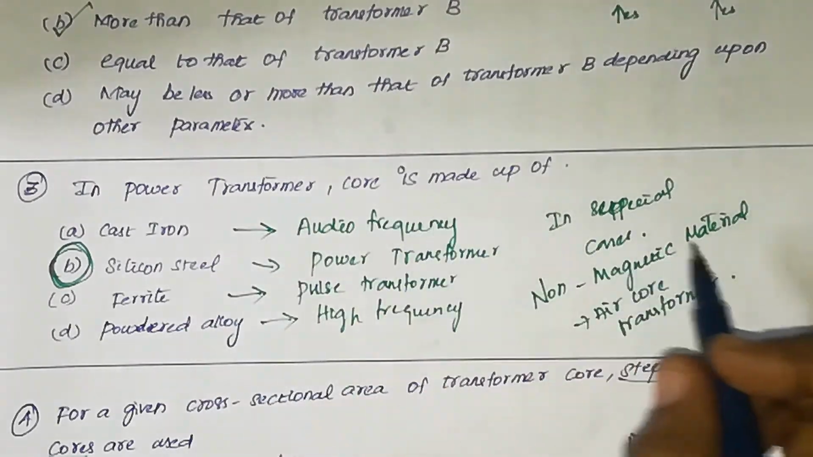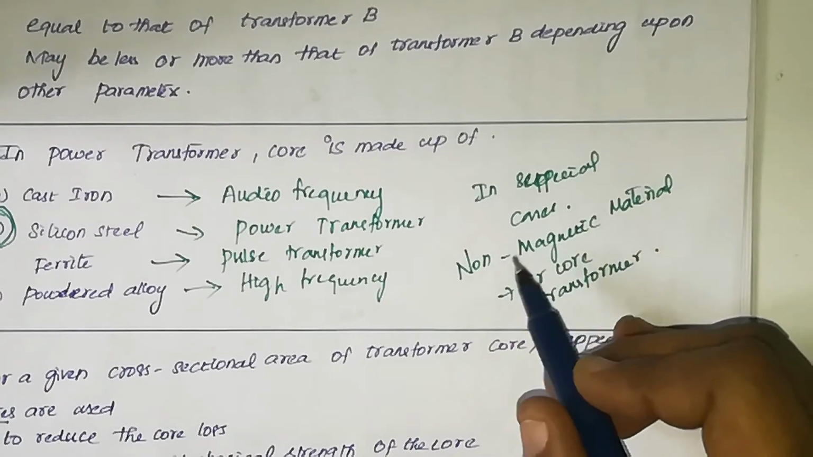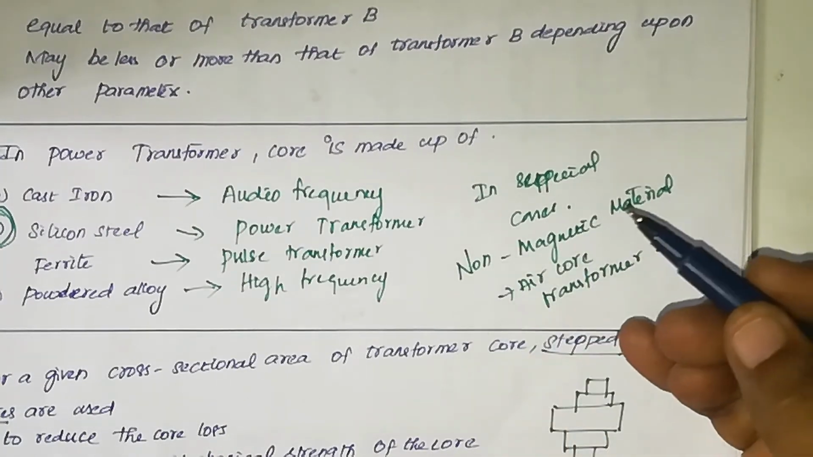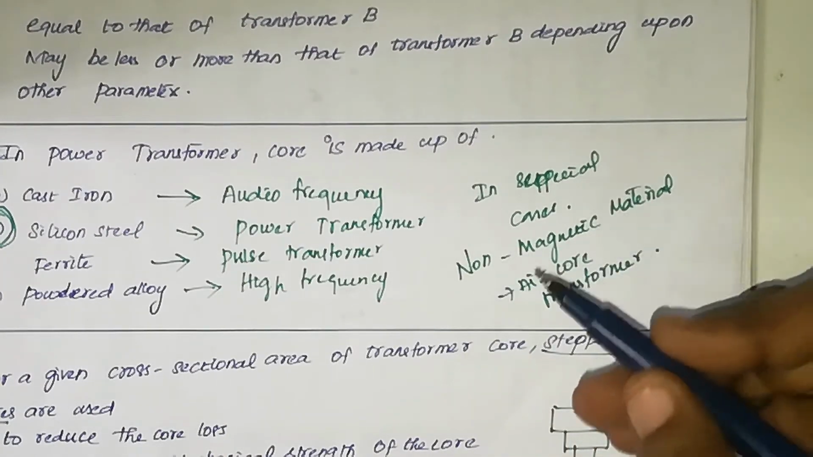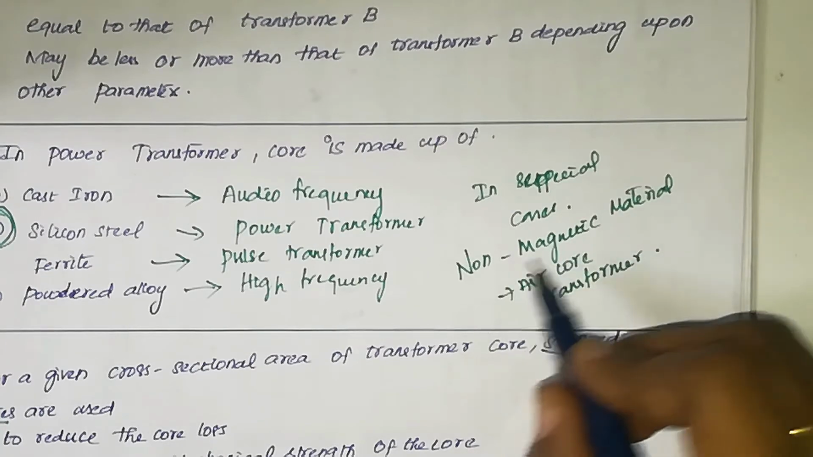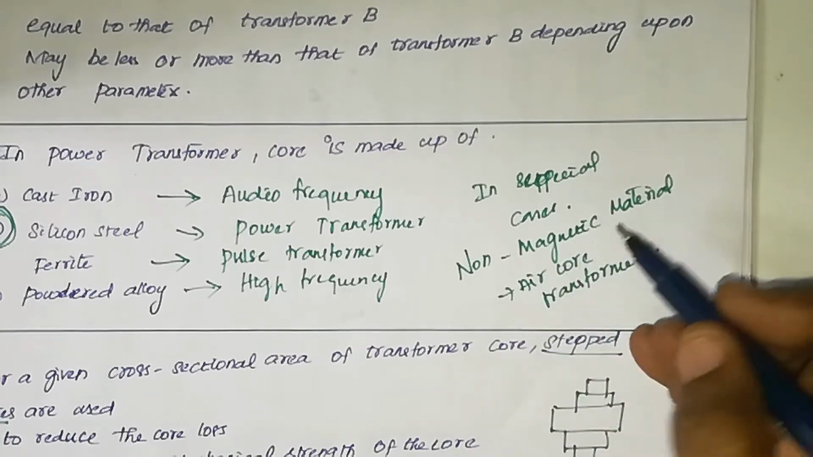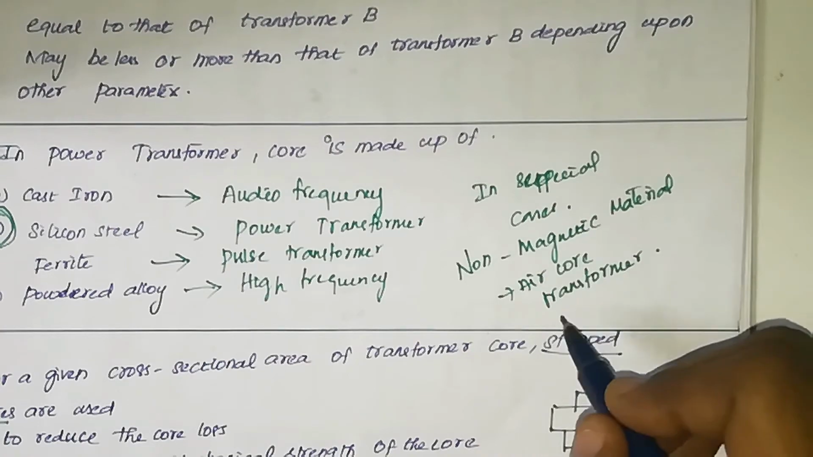In some special cases, there are no magnetic materials in the magnetic circuit. That type of transformer is known as an air core transformer.